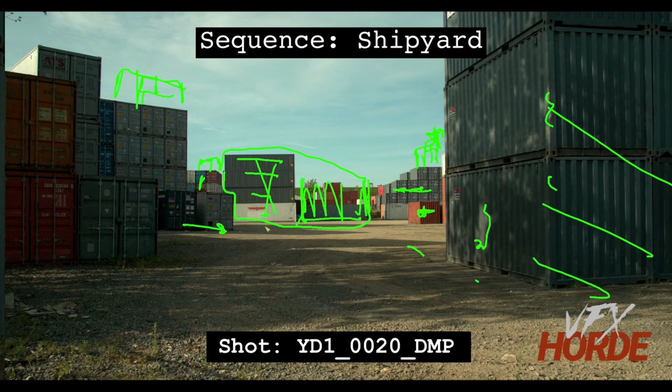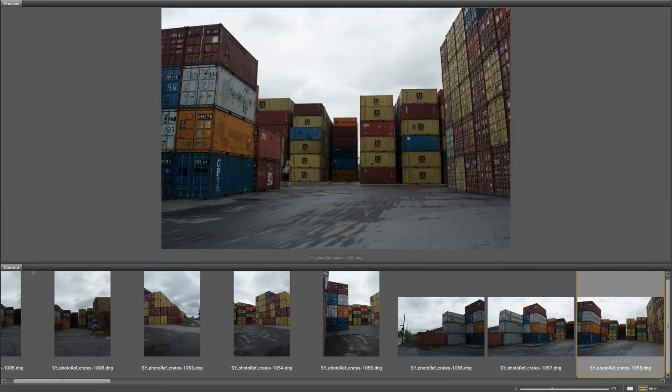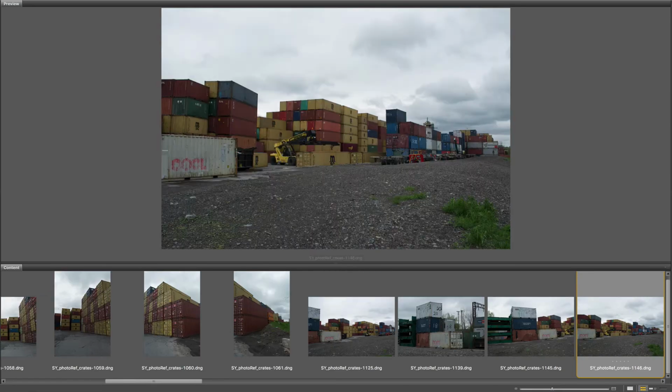This part of the shipyard is going to look less orderly than the other parts of the shipyard, so you can include just a little bit of irregularity with the position of these, and make it really interesting that way.